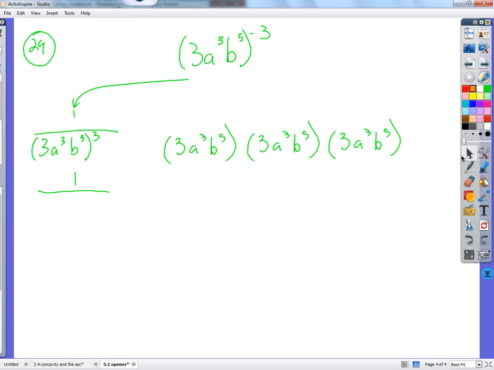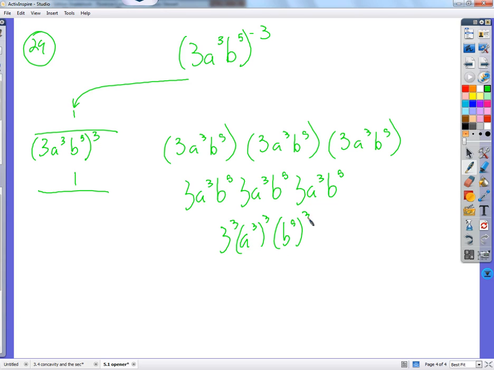So there's no real need to have these parentheses. We got 3 times a cubed times b to the fifth, another one of those, times another one of those. And we can multiply in any order that we want to. So we can do the 3's together, that's 3 to the third. And we can do a to the third to the third. And then b to the fifth times itself 3 times, b to the fifth to the third. Okay. So there's our quote distribution.